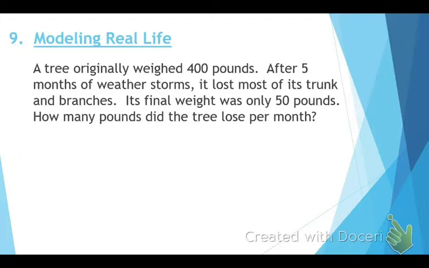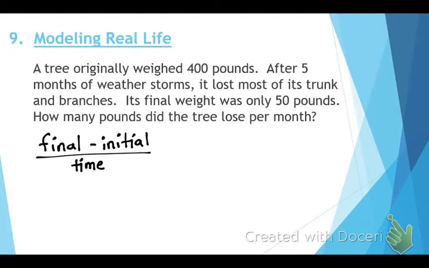There was this little formula I taught you. Do you guys remember it? Final minus initial divided by the time. Okay, repeat after me. Final minus initial divided by the time. Say it one more time because you need to know this for your test. Final minus initial divided by the time.